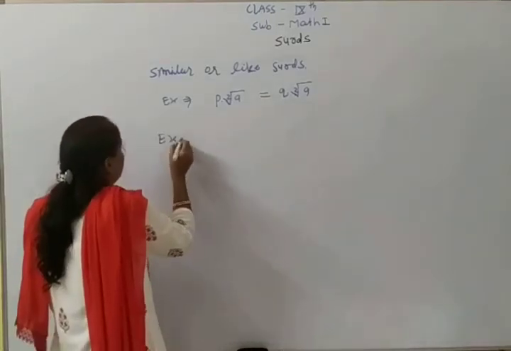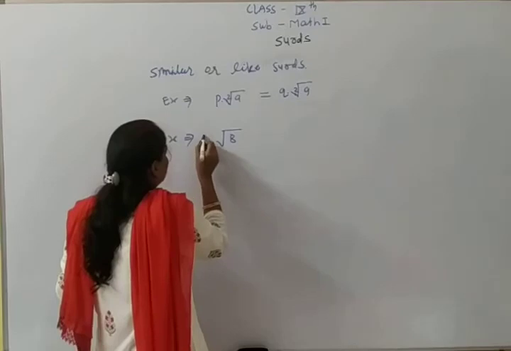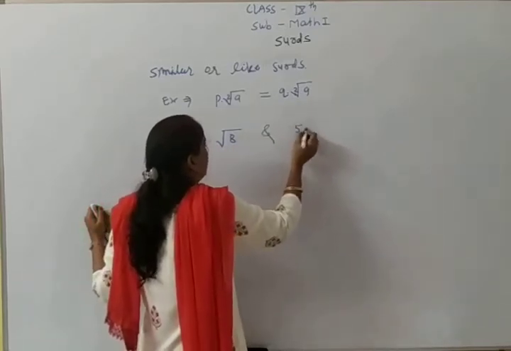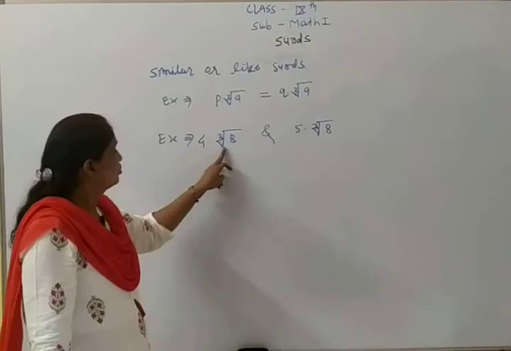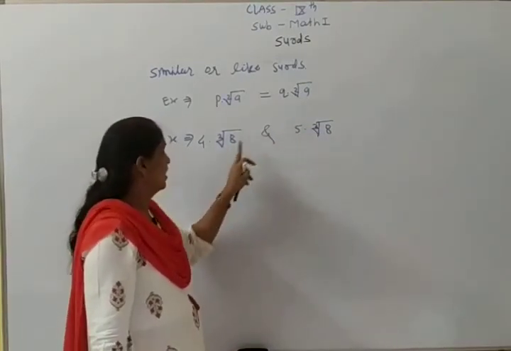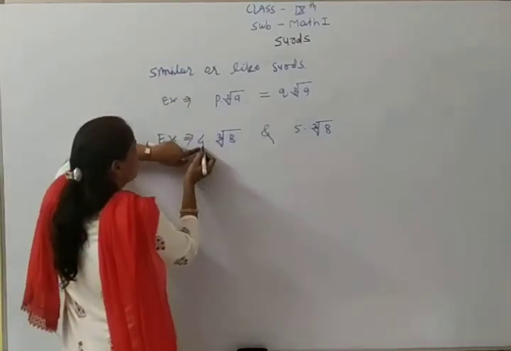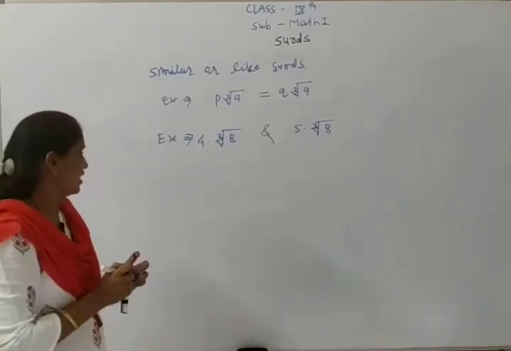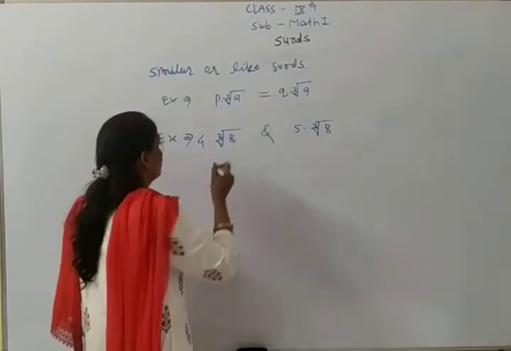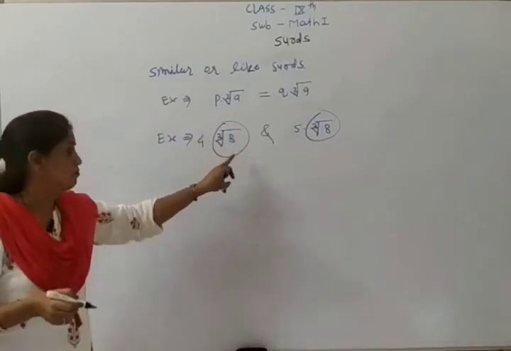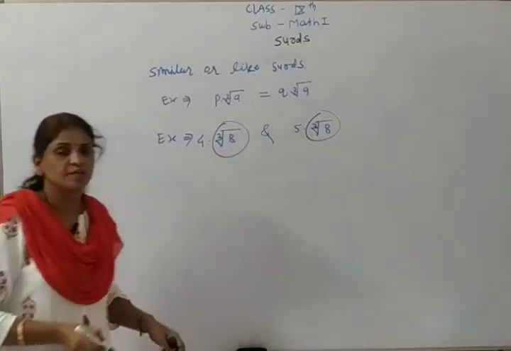For example, 4 cube root 8 and 5 cube root 8. In these two surds, the order is equal and the radicands are also equal. So these surds are called similar or like surds. The number outside the root does not matter; it can be anything, 2, 4, 5, 6. The only condition to check is whether the order and the radicand are the same. If radicands are equal and orders are equal, then two surds are similar or like surds.